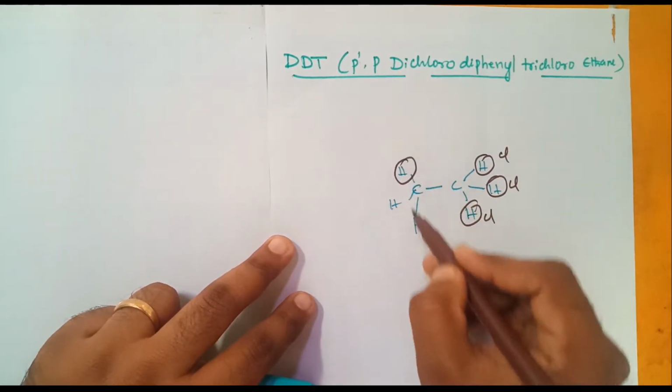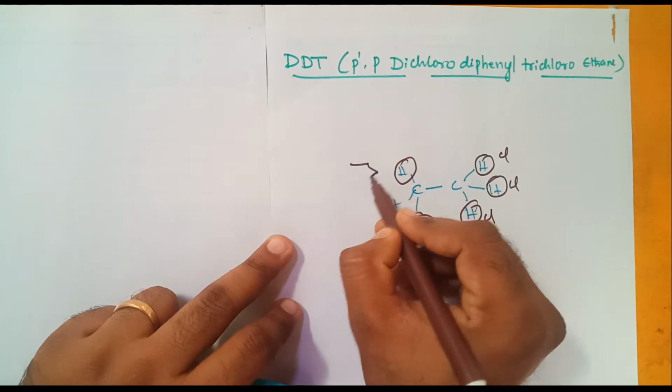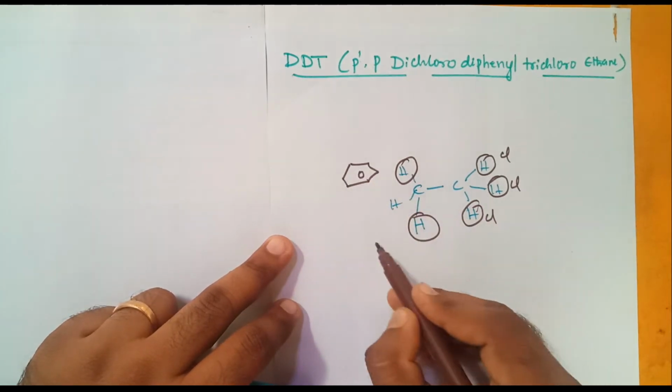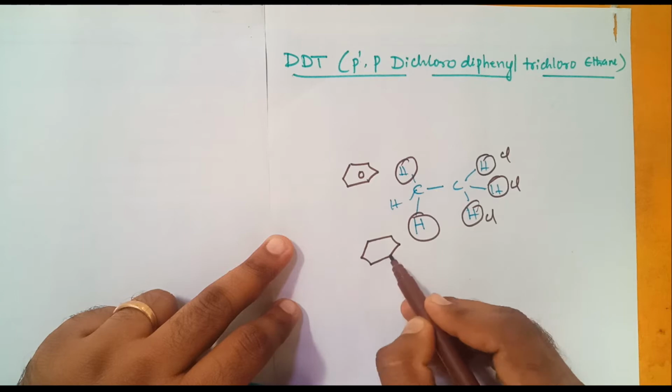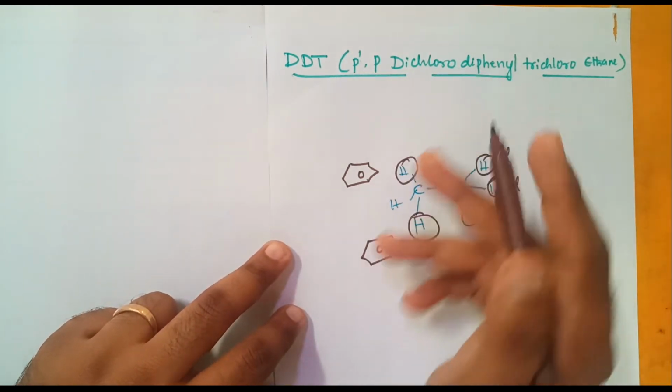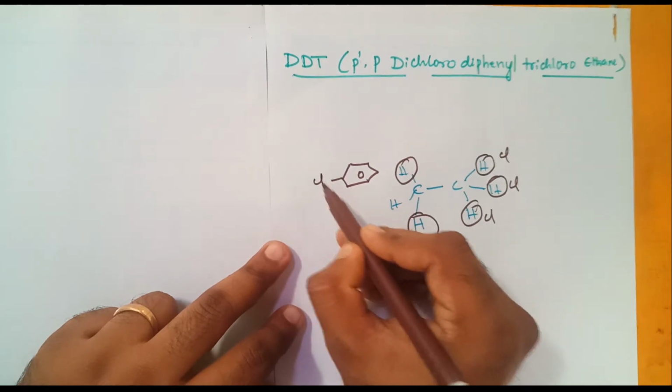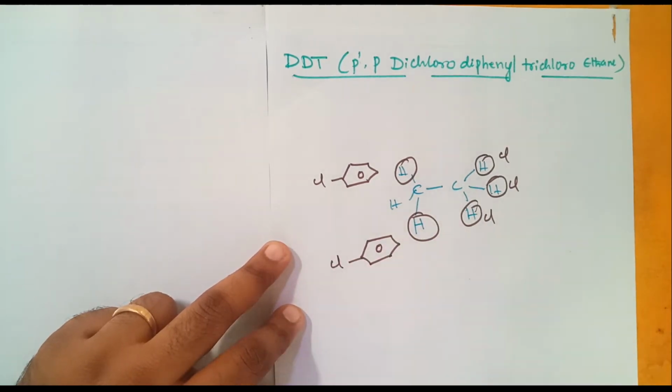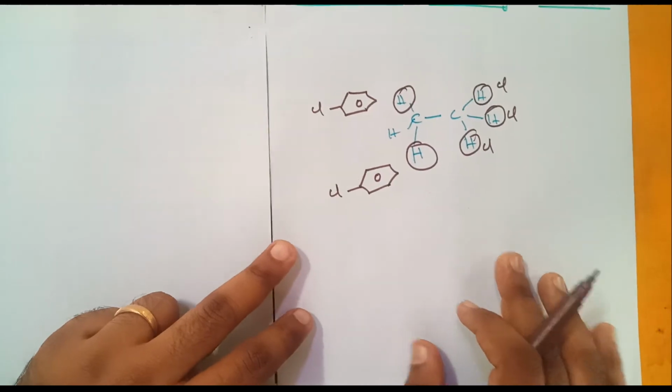Just replace these 2 hydrogen atoms with a phenyl group. Is it right friends? Next move on to the dichloro. Dichloro means 2 chlorine atoms which are present at the para position of the 2 phenyl groups. Let's draw the structure of DDT.